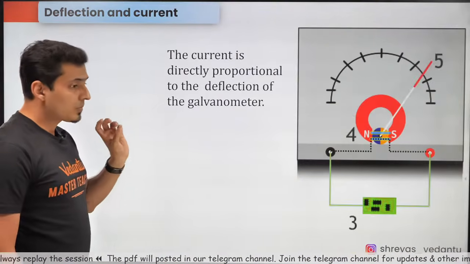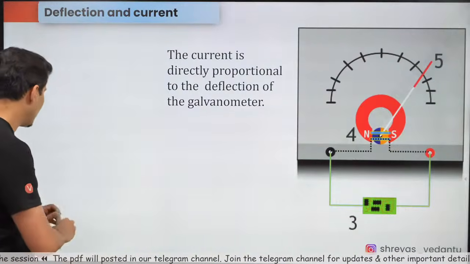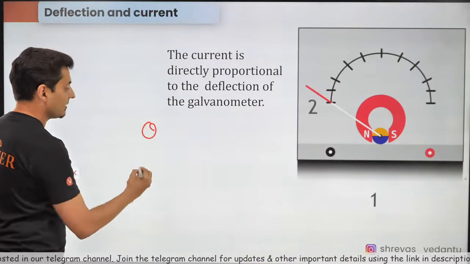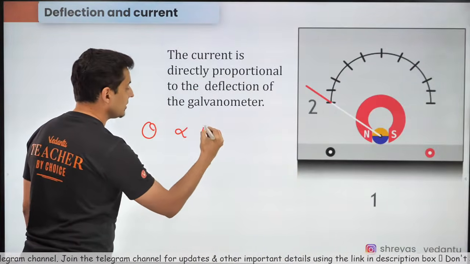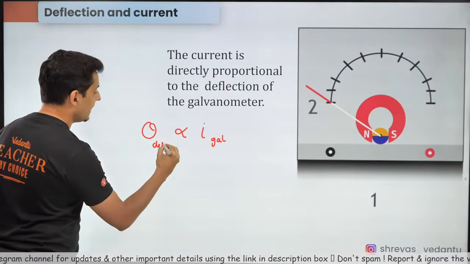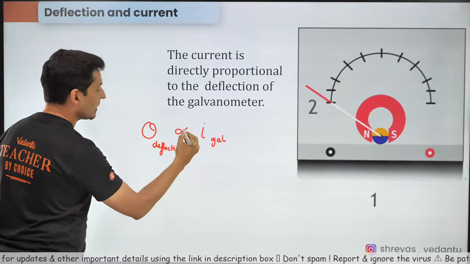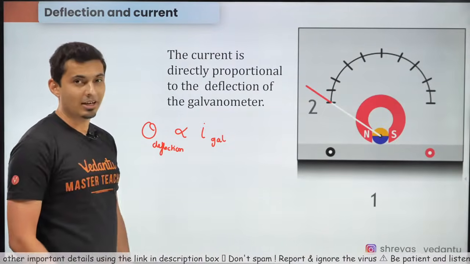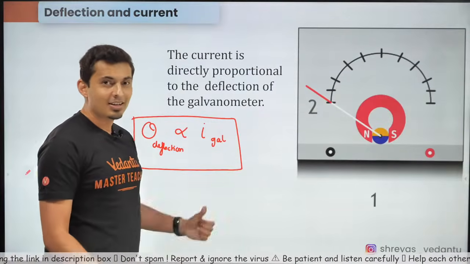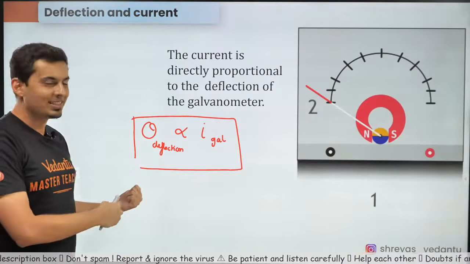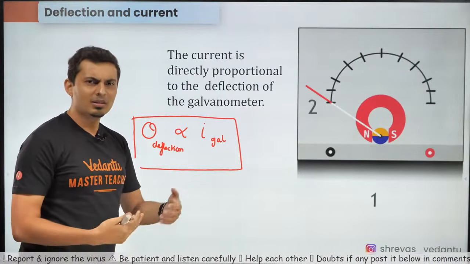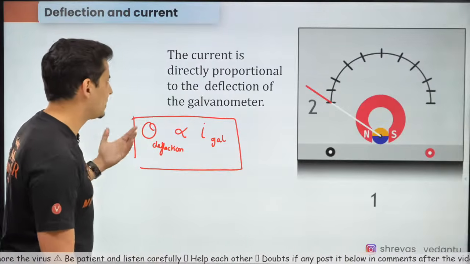Now, the most important relationship that we are going to prove today is that the deflection theta is directly proportional to the current inside the galvanometer. We are also going to find the constant of proportionality. You might have used this in the construction of voltmeter and ammeter. This was the basic principle, but we're going to prove it and see the interesting theory behind it. Why is the deflection proportional to the current? Why is it not inversely or square proportional to the current? We're going to see that.